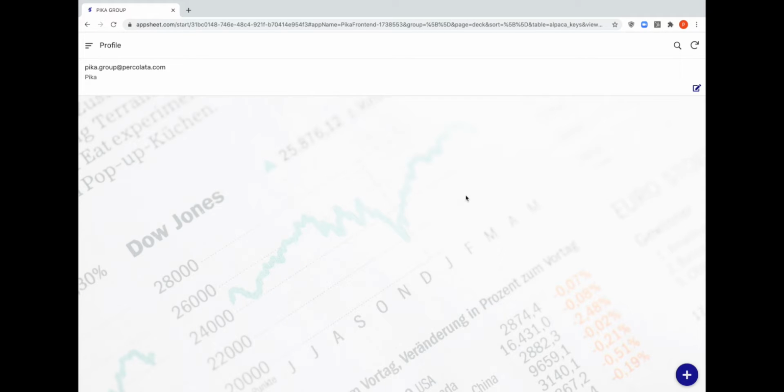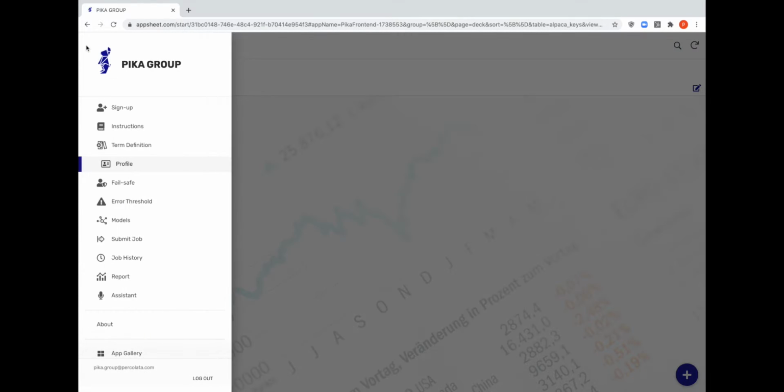After creating a profile and providing us with your Alpaca keys, please go to the menu section located in the top left corner. Here you will see different options, such as instructions, which is used to explain the purpose of the app and the different features included. The term definitions, used to define the technical terms used throughout the app. Fail-safe measure, which is a safety measure that runs a separate algorithm to prevent big losses.